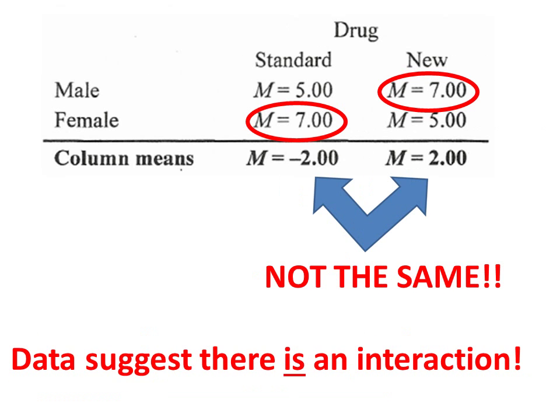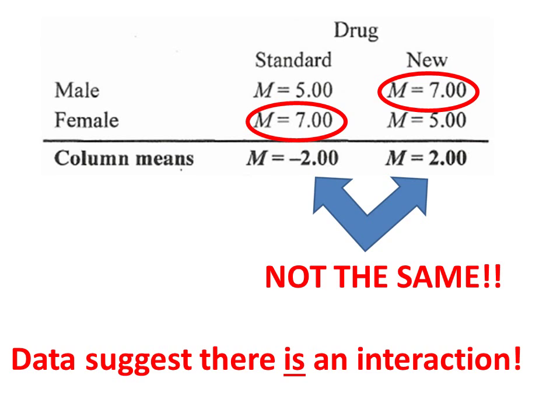Here again, data suggest there is an interaction, right, on this one. Now the interesting finding in this example is the interaction. The standard drug works better for females and the new drug works better for males. So now here we did the subtraction. Remember, we subtracted the numbers in the columns. So we have the male had a mean of 5 and a female had a mean of 7, and we subtract those.